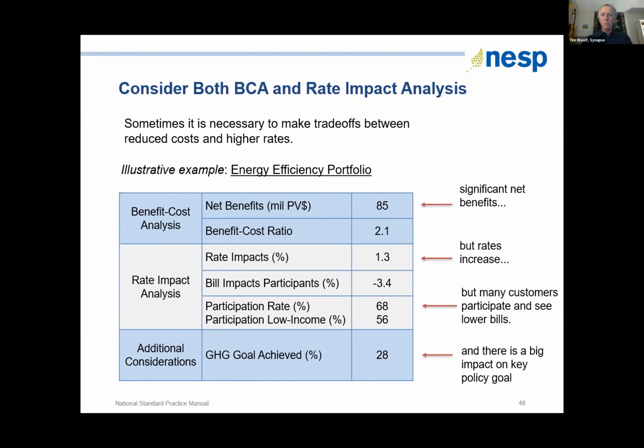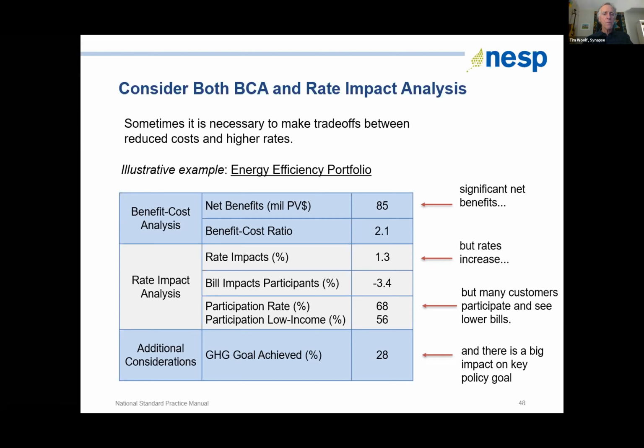And that makes some people give some pause. Like, I'm not sure I want that. On the other hand, because it's energy efficiency, you can reach a lot of customers. So you might have many customers participating, and those who participate see lower bills. You might even want to break out low income, because that's an important customer sector.